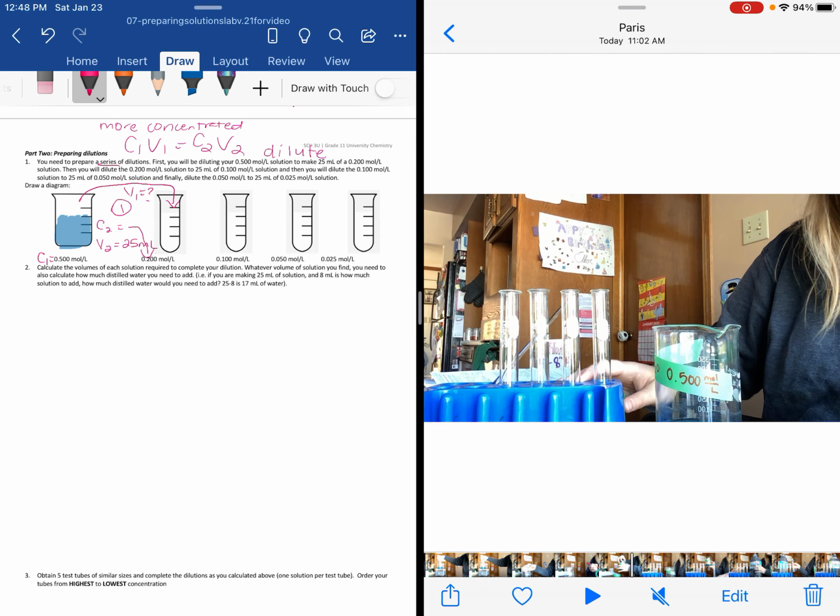I do this all the time. So that 0.5 to 0.2 is not quite half, and that's going to matter if you're the kind of person who likes to think about the logic of your calculations. So this is dilution number one to make 0.2.